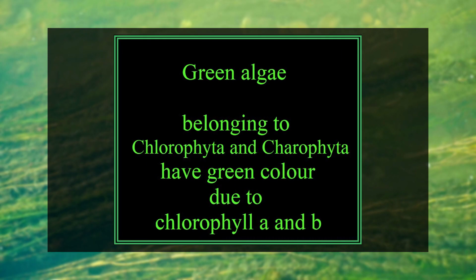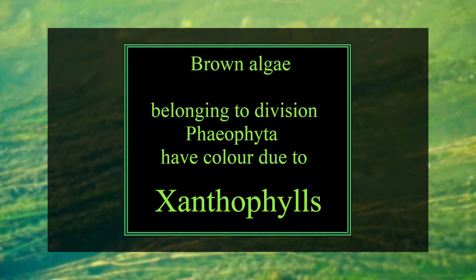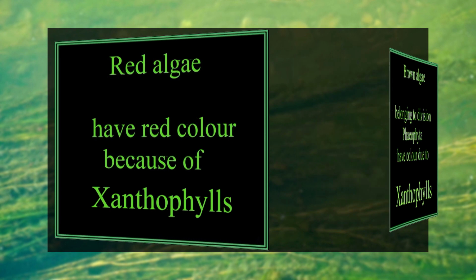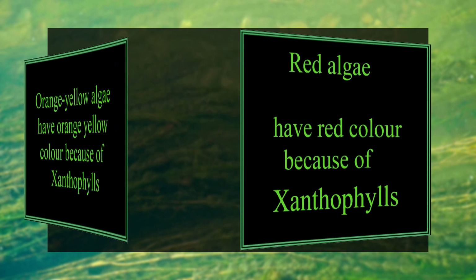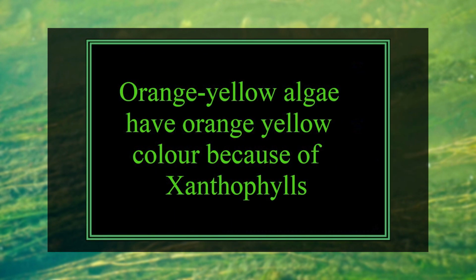Green algae belonging to Chlorophyta have green color due to chlorophyll A and B. Brown algae belonging to division Phaeophyta have color due to xanthophylls. Red algae also have red color because of xanthophylls. And orange yellow algae have orange color because of xanthophylls. A specific xanthophyll in a specific group serves as a criterion for classifying algae.